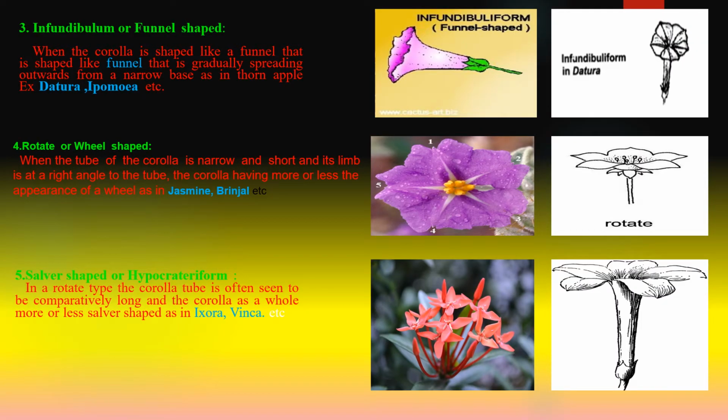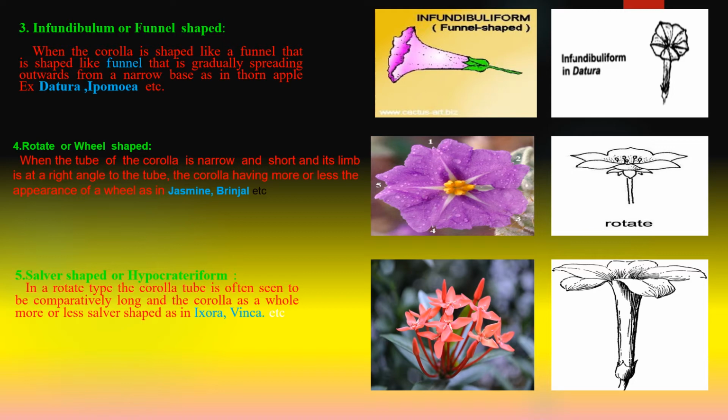A third one is called as infundibulum or funnel shaped, as you can see here in this figure. When the corolla is shaped like a funnel, that is gradually spreading outwards from a narrow base, as in case of thorn apple, like that of datura as well as ipomoea.